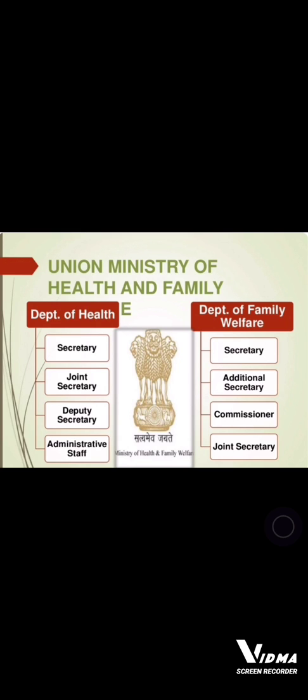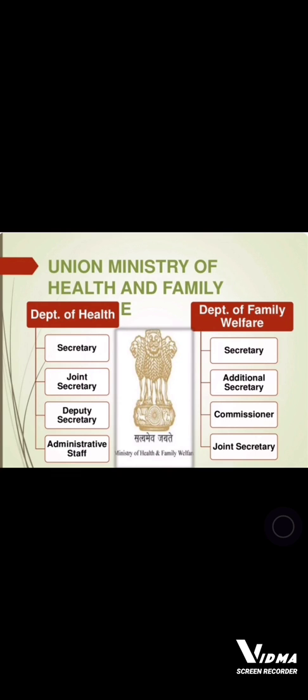So first, in the Union Ministry of Health and Family Welfare, there are 2 departments: the Department of Health and the Department of Family Welfare. In the Department of Health, what are the authoritative persons present? First one is the secretary, under the secretary a joint secretary will be there, under the joint secretary a deputy secretary will be there, and after that administrative staff will be there in the Department of Health.